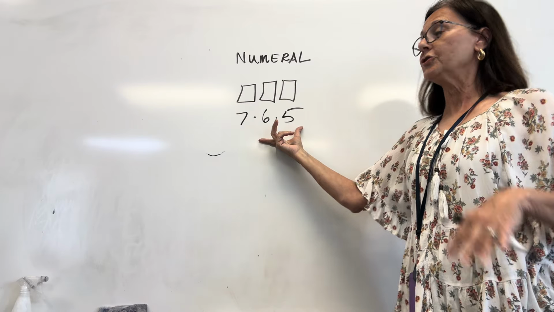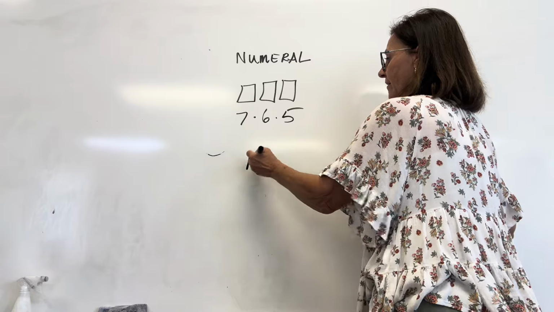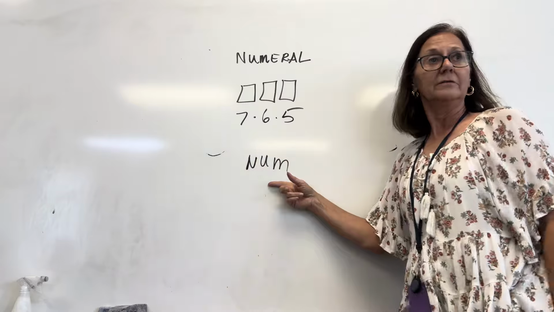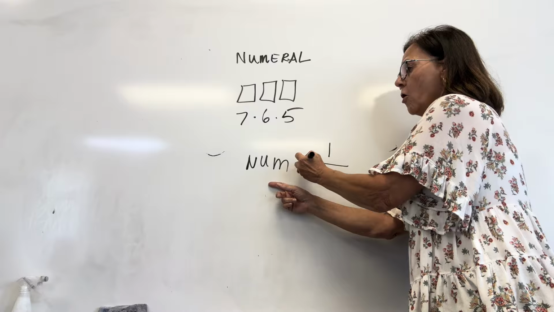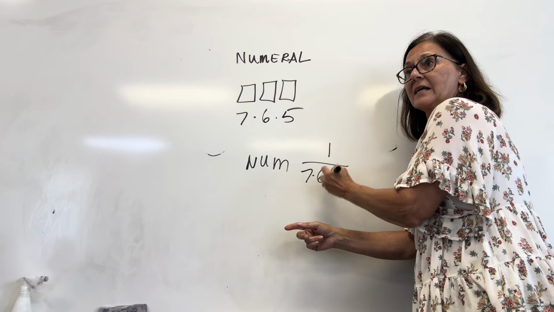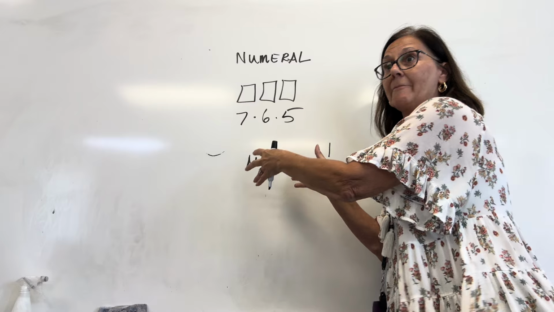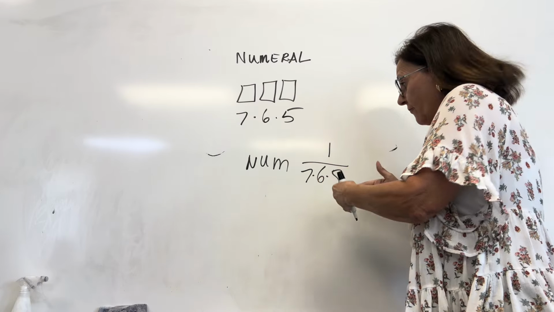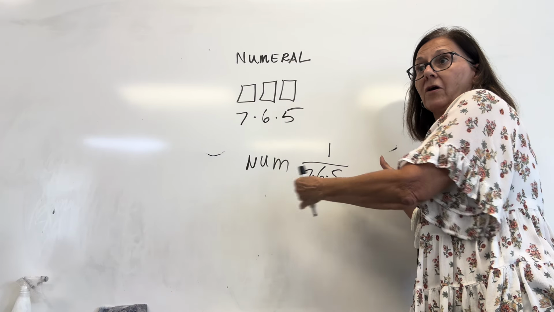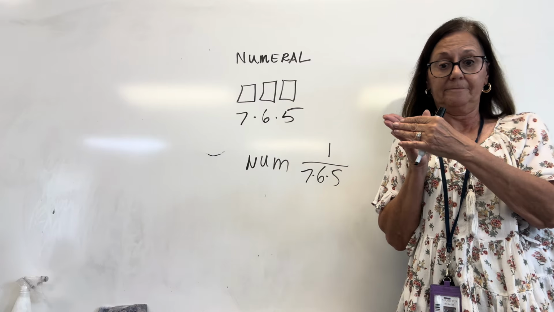Now, if I ask you, what is the probability of picking those letters? It would be 1 over 7 times 6 times 5. The probability of one specific outcome, that being my positive outcome, over the total possible outcomes. Make sense?